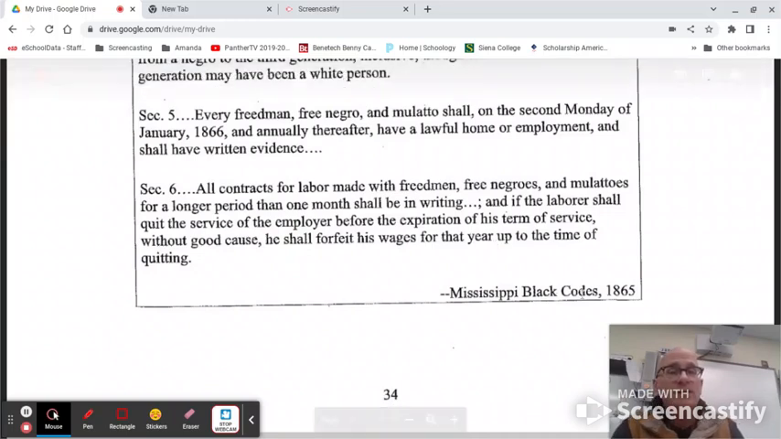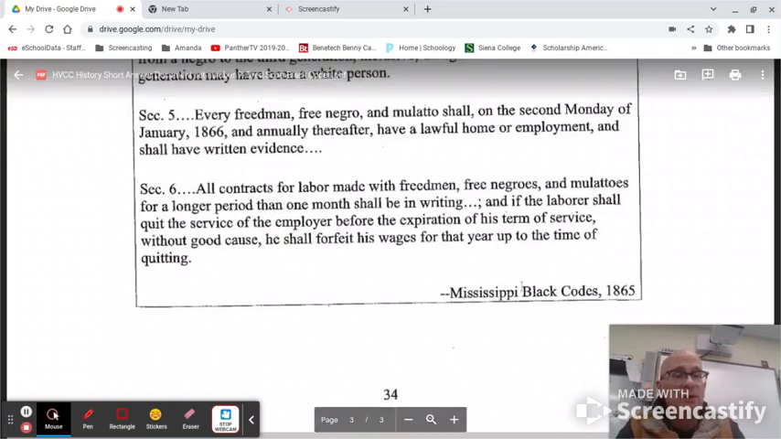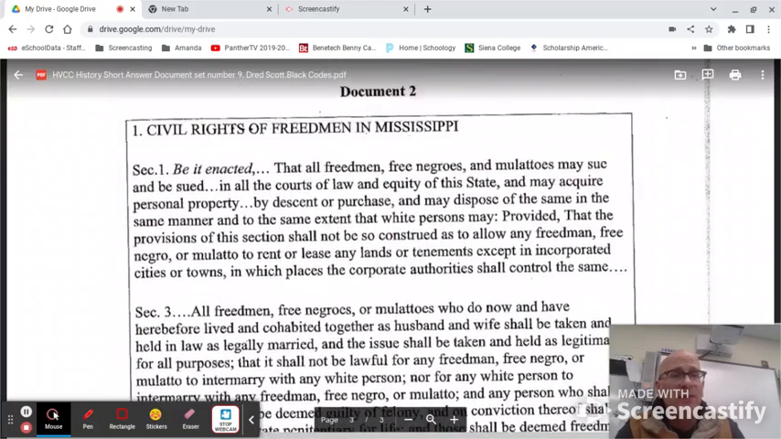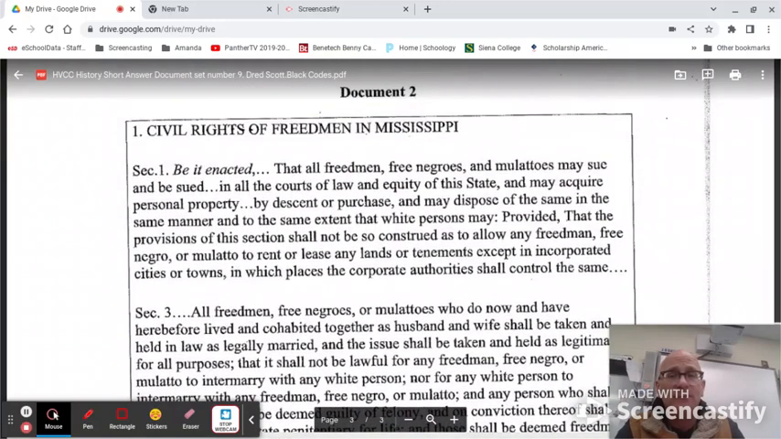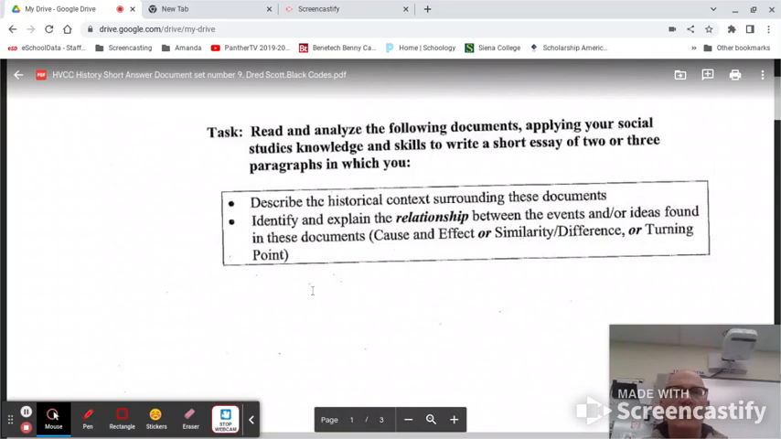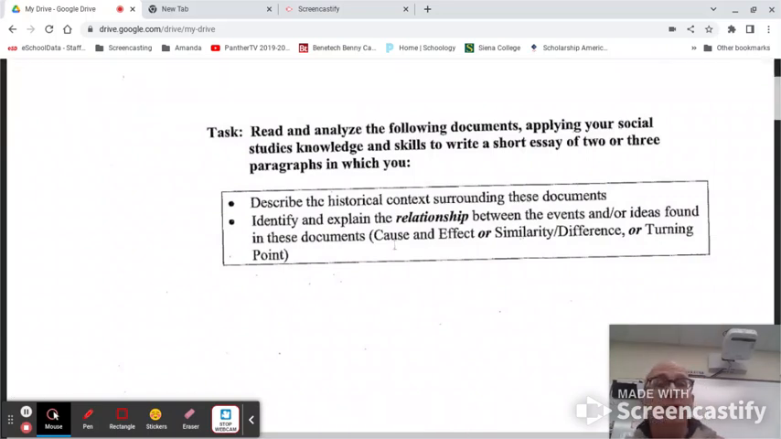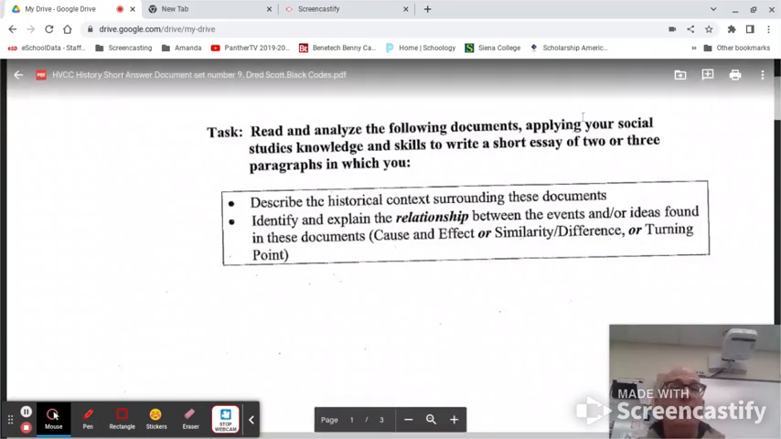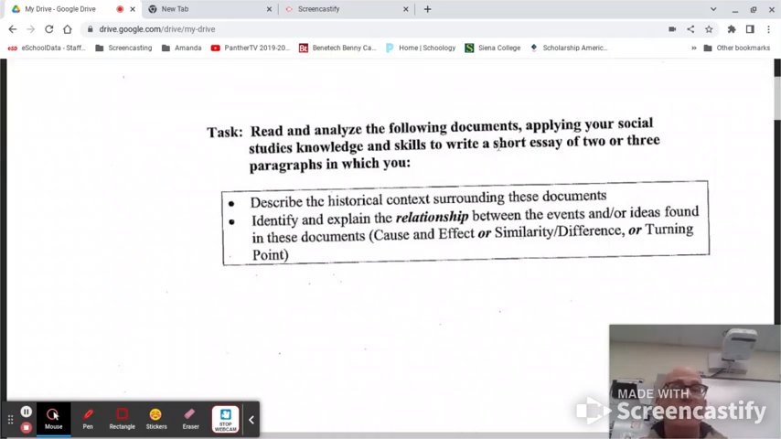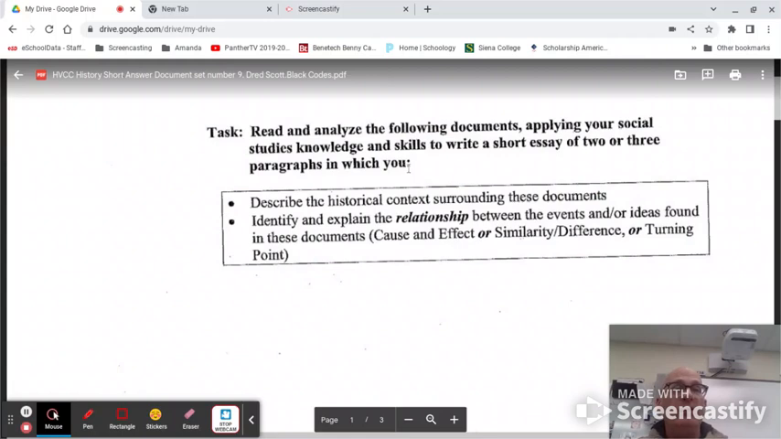These are all sections included in the Mississippi Black Codes of 1865. That is your second document. So after reading both documents and analyzing the documents, we're going to apply our social studies knowledge and skills to write a short essay of 2 or 3 paragraphs in which you do the following.